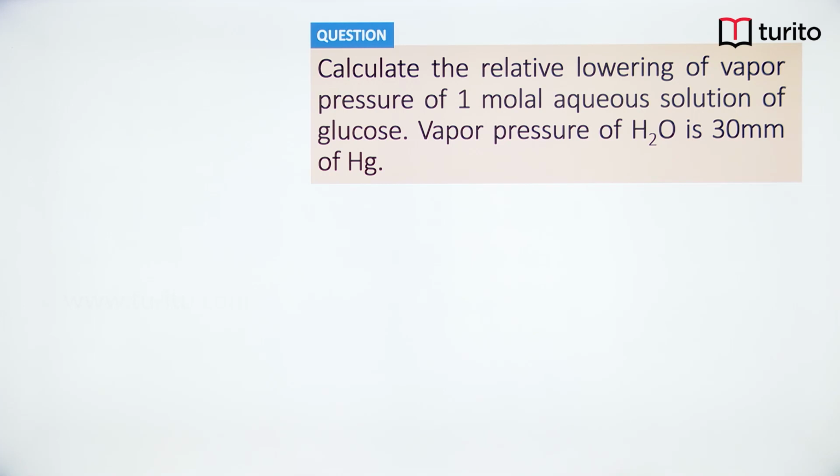It says that we have to calculate the relative lowering of vapor pressure of a 1 molar aqueous solution of glucose, where the vapor pressure of water is given to us as 30 mm of Hg.